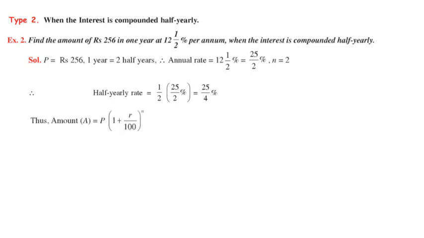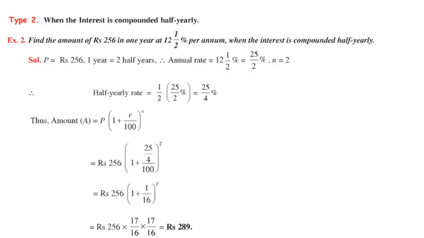So in my formula, which is A is equal to P into 1 plus R upon 100, the whole power n, for half yearly I will use the half yearly rate of interest and the number of half year terms, that is, in this problem it is 2. So let us put the respective values and do the calculation. You will get the total amount as rupees 289. That means our rupees 256 after 1 year will become rupees 289.